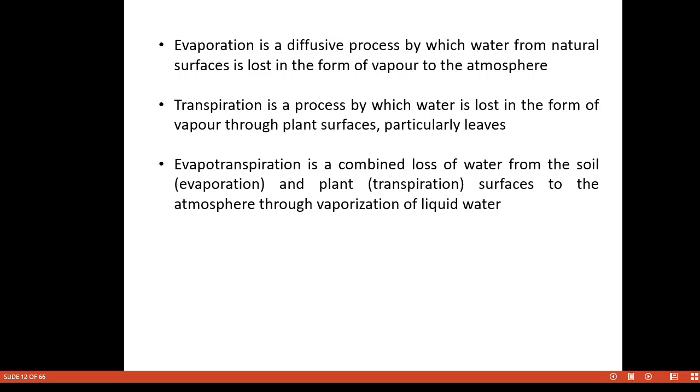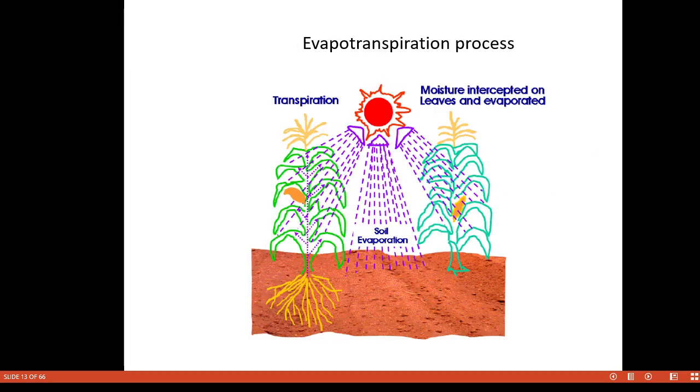If you combine the loss of water from the surfaces and also from the stomata of the plants, the term is called evapotranspiration. So this figure depicts the process of evapotranspiration. As you can see, there is evaporation of water from the plants and also from the surface of the leaves and also from the stomata, being powered by the sun as a major heat provider.